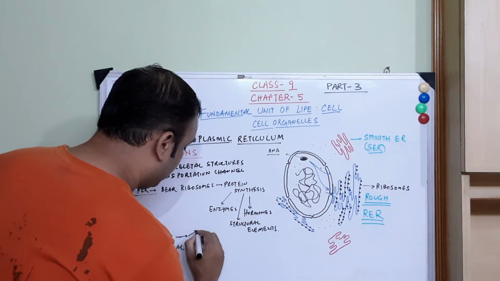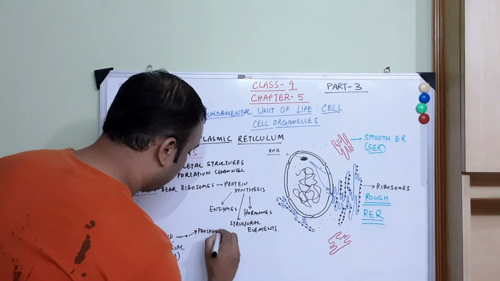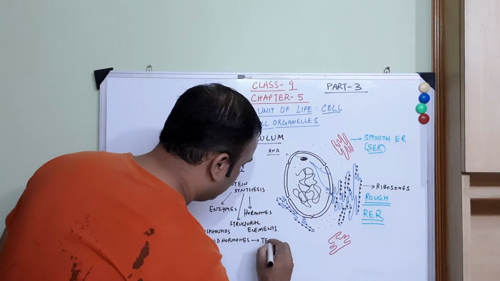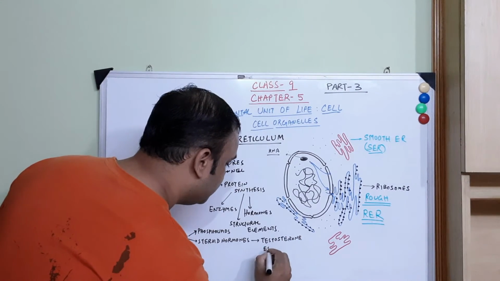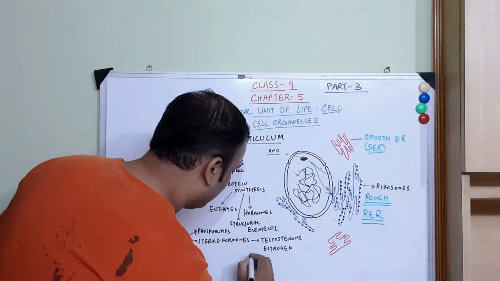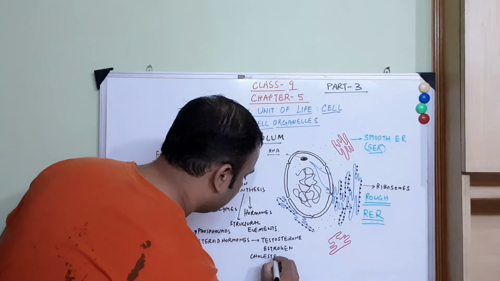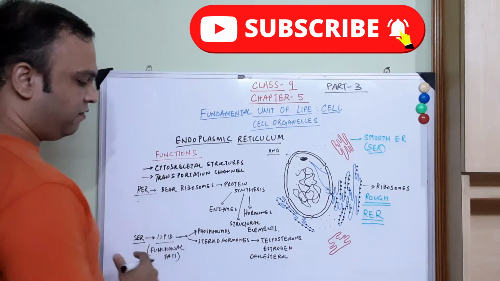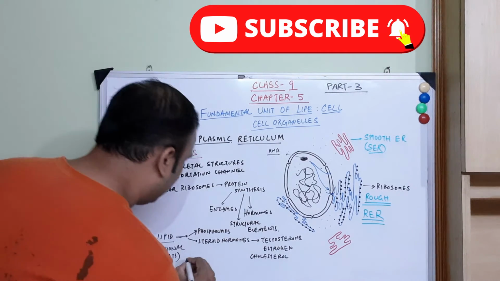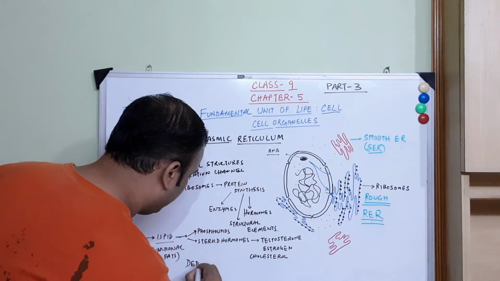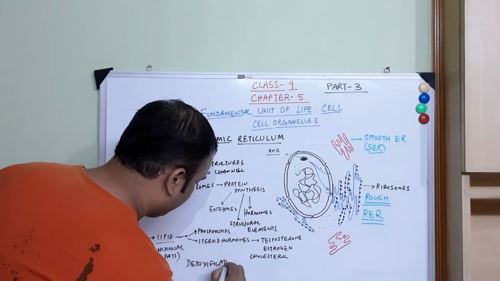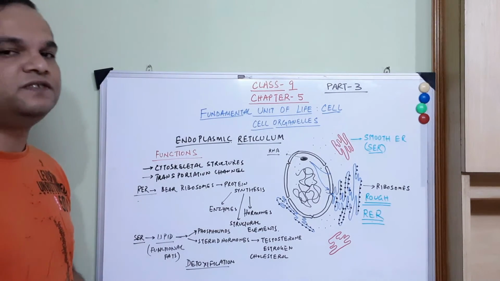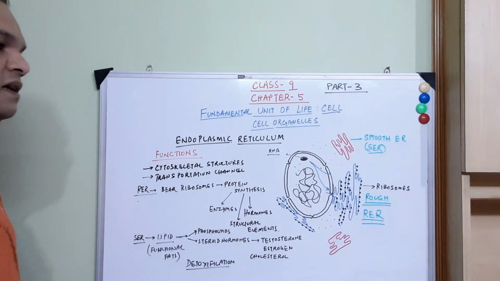So some kind of phospholipids, steroid hormones, like testosterone, estrogen. Also, apart from the hormones, we will find cholesterol. So they are secreted by the SER, okay? And after that, apart from all these functions taken together, it also helps in the detoxification of the cells. It is a very important function of the smooth endoplasmic reticulum. It detoxifies, it removes the toxins from the cell and helps it clear them, okay?